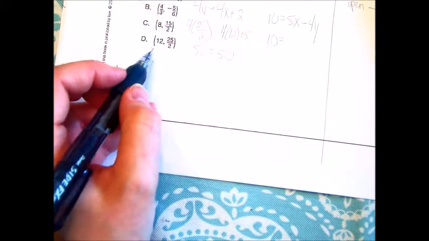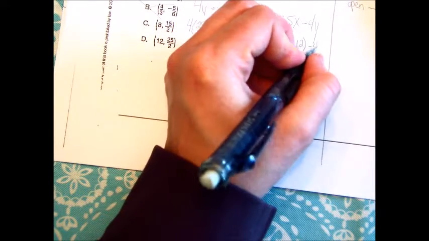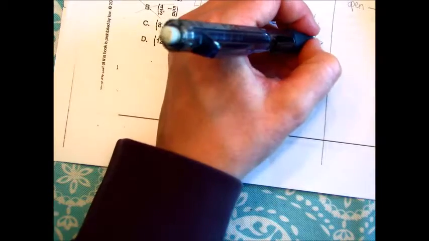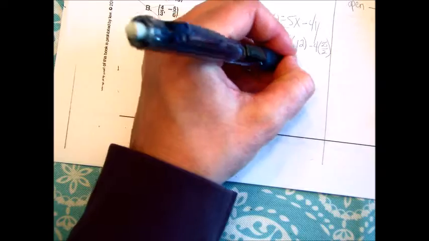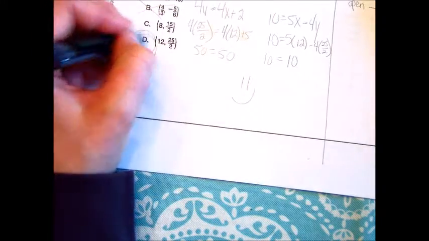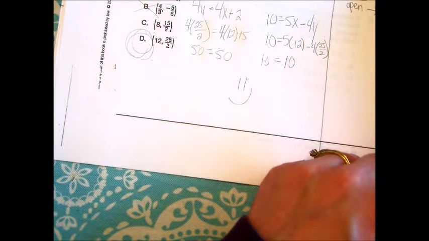Now we're going to see if it's true in the second equation. So we're trying D. D as in dog. So 5 times x, so 5 times 12, minus 4 times y, 25 over 2. All right. So we get 10 equals, okay, come on, buddy. 5 times 12 minus 4 times 25 over 2. Yay! 10 equals 10. I finally got 2 true statements. D is the answer. You have no idea how painful that was because I just cut out like 5 minutes of video. But that's okay.